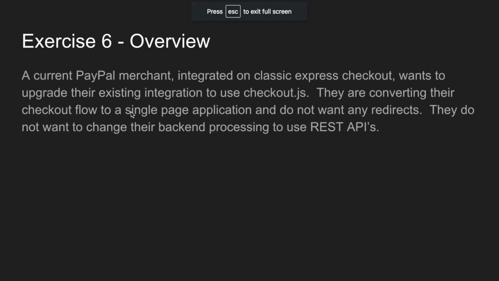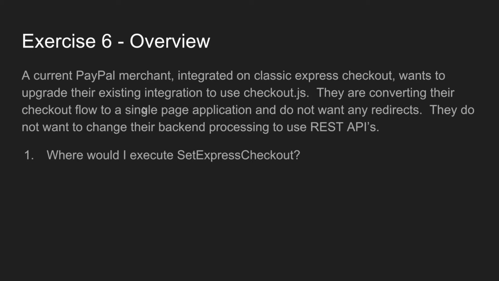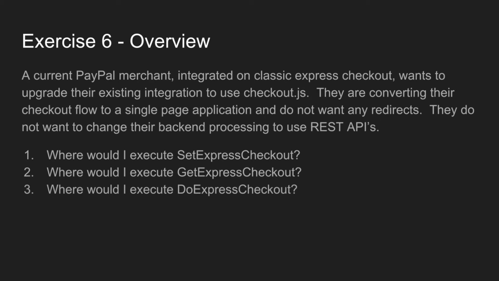So exercise 6 overview. So we have a current PayPal merchant integrated on Classic Express Checkout that wants to upgrade their existing integration to use Checkout.js. They're converting their checkout flow to a single page application, and they don't want any redirects. They don't want to change their backend processing to use REST APIs. So, real quick, just ask ourselves, where would we execute the Set Express checkout call, the Get Express checkout call, and the Do Express checkout call? So I'll give you a couple seconds to think about that.